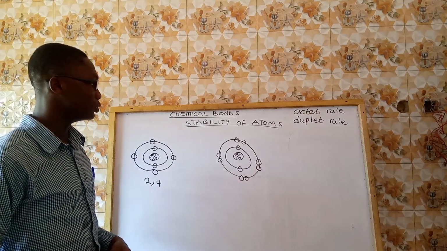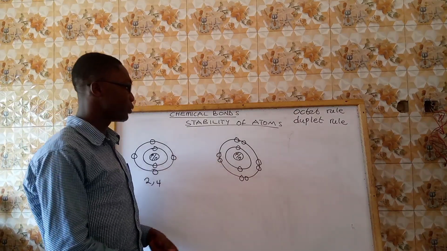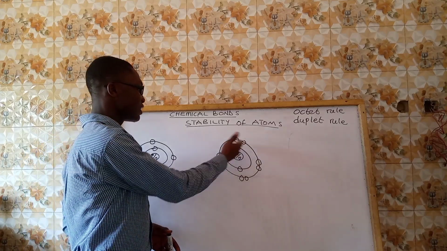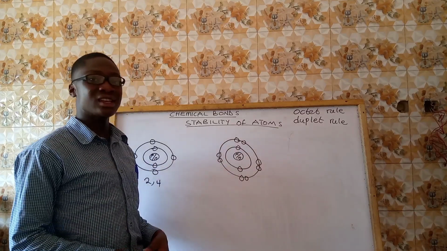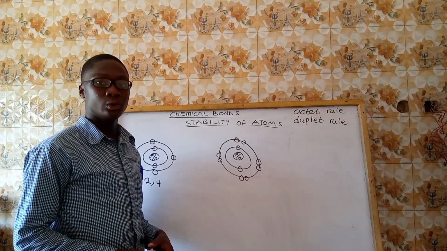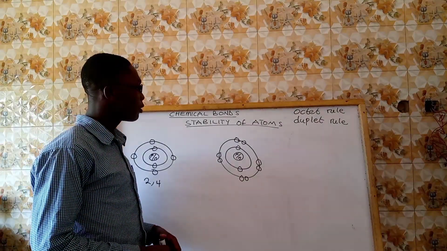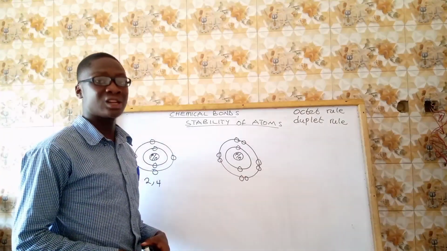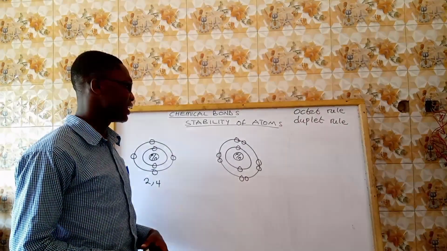Let's check this atom too. We have the nucleus which contains the protons and the neutrons, and now the first shell and the last shell. Since the shells are more than one, it must follow the octet rule. The octet rule states that the last shell, or the valence shell, should have 8 electrons.